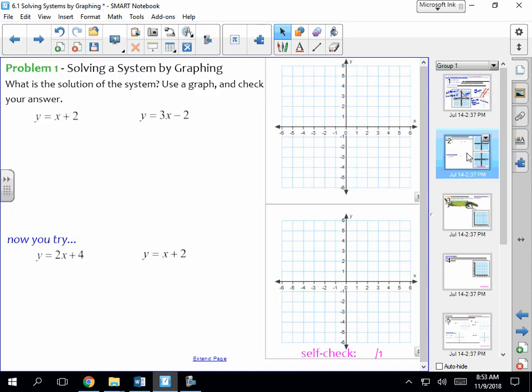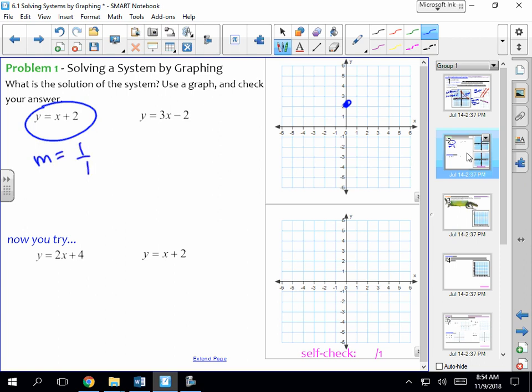All right. So we're going to use our quick graphing method here. The y-intercept for this first equation right here is 2. So we place a dot at 2. So please do that. Okay, we've got a y-intercept of 2. So we're going to place a dot at 2 on the y-axis. What's the slope for this one? 1/1. So from that dot, I'm going to go up 1, right 1, up 1, right 1, up 1, right 1. Or I could go down 1, left 1.